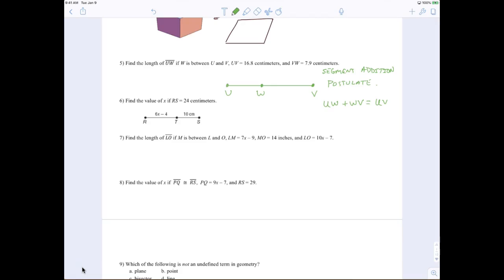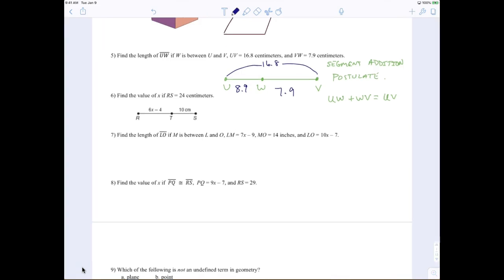So let's look up here and see how the segment addition postulate helps us. It says that UV is 16.8. So I do this, 16.8. And then VW is 7.9. Everybody agree? So that's pretty simple. I know everybody can do that. So then UW is how much? 8.9. Easy as that. Any questions or concerns? Pretty easy.